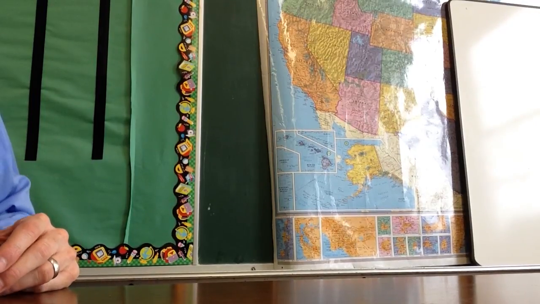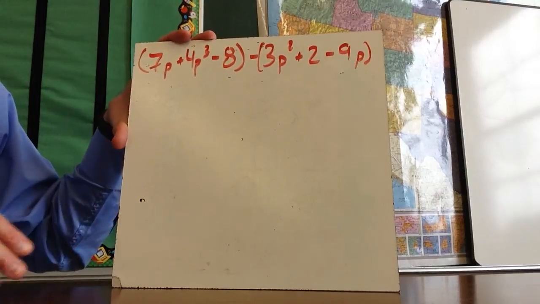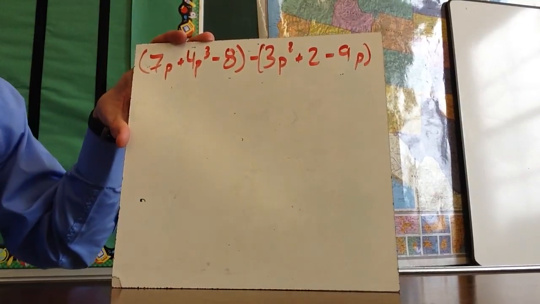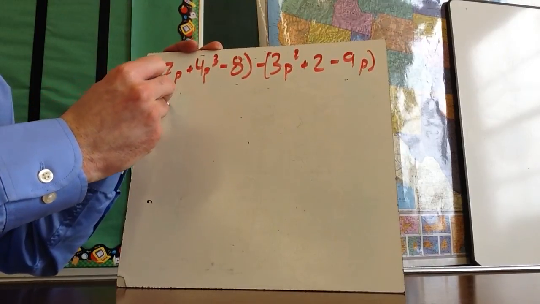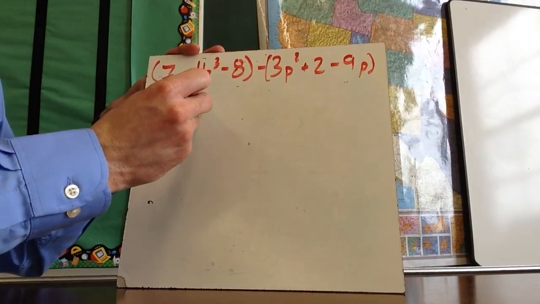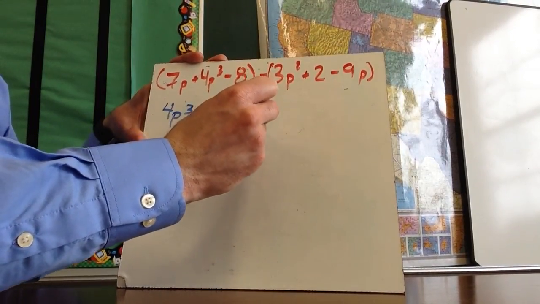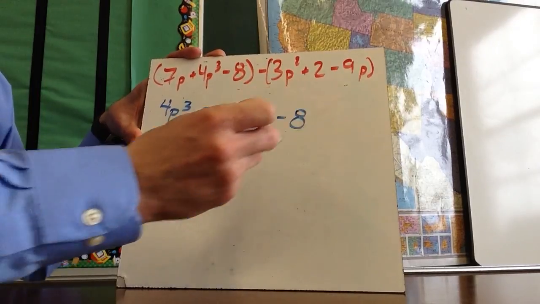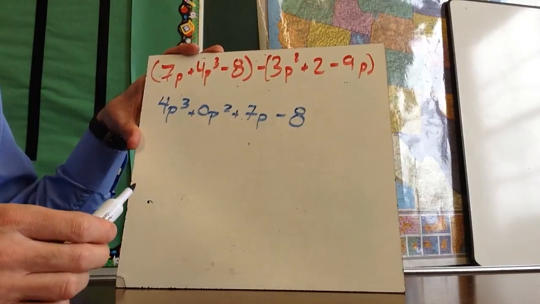Now we're going to talk about what if I wanted to do the vertical method. Okay, same problem. So the vertical method, I now need to line them up. So this becomes 4p cubed. There are no p squared, so this is plus 0p squared plus 7p minus 8. So I'm adding this p squared because there aren't any, but there is one over there.